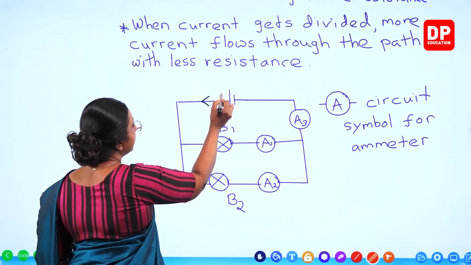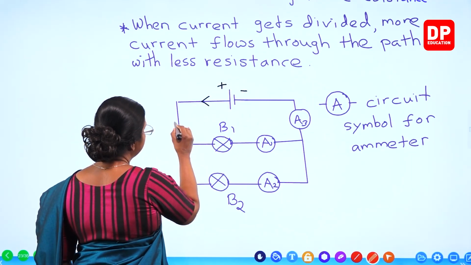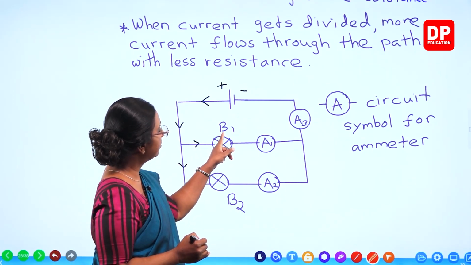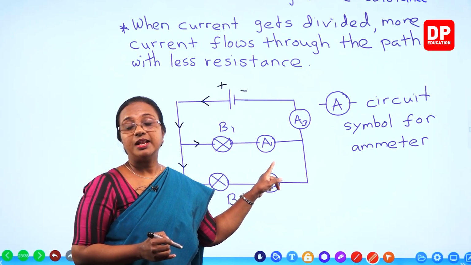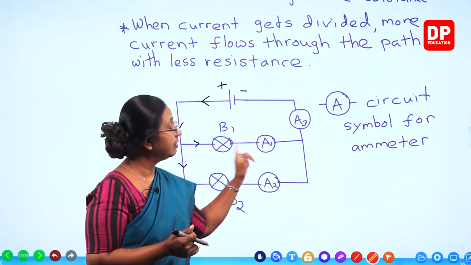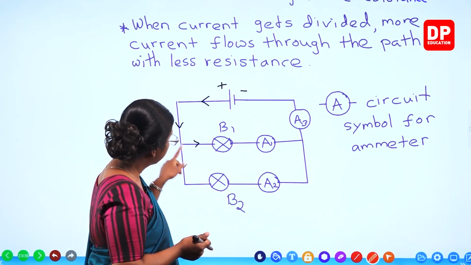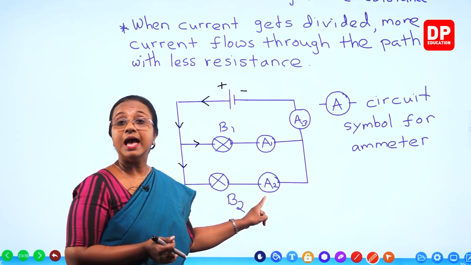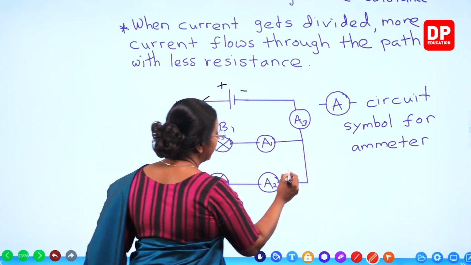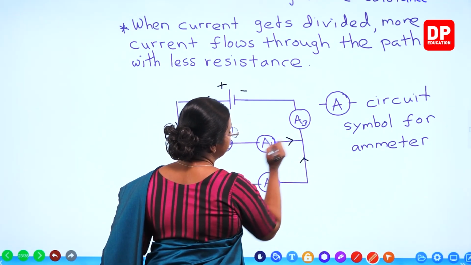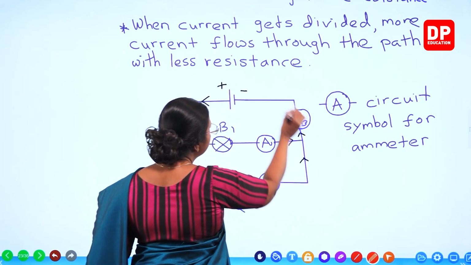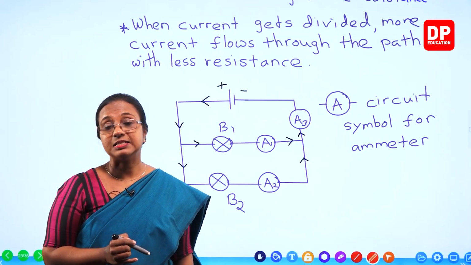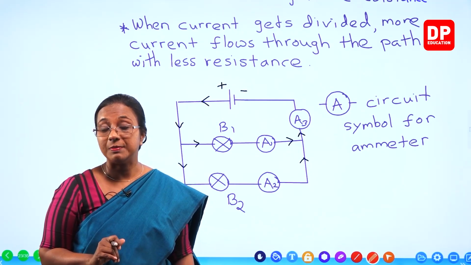Now current starts flowing this way, positive and negative, and here at this point the current divides. So current flowing through B1 will be read or detected using ammeter 1, A1. Current flowing through B2 will be measured using ammeter 2, A2. But then again, both the currents join at this point. So the total current flowing through the circuit can be measured using ammeter 3. You have to remember that also.